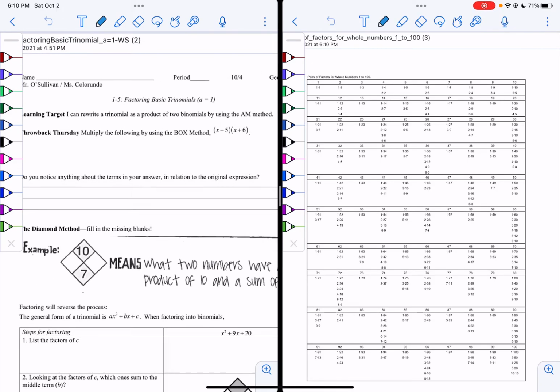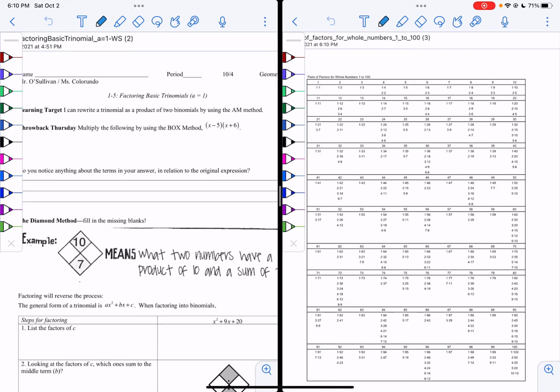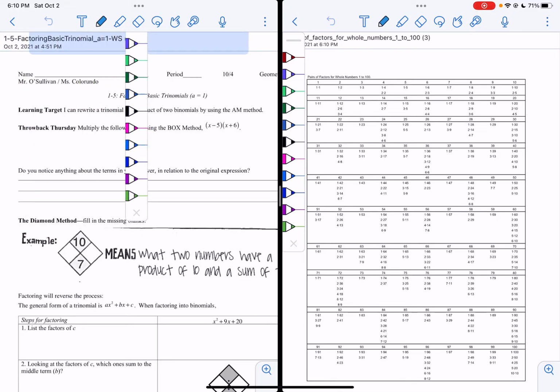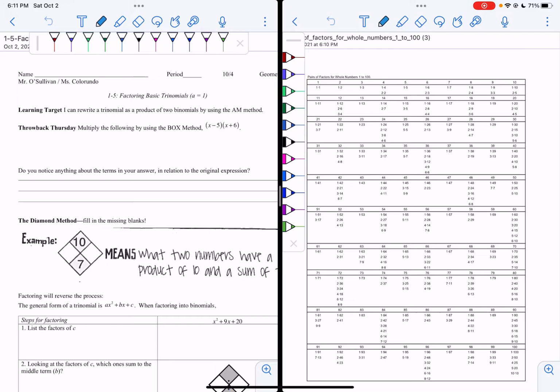Hello, today we're going to be looking at lesson 1-5, factoring basic trinomials where a equals 1. Today's learning target is: I can rewrite a trinomial as a product of two binomials by using the AC method.